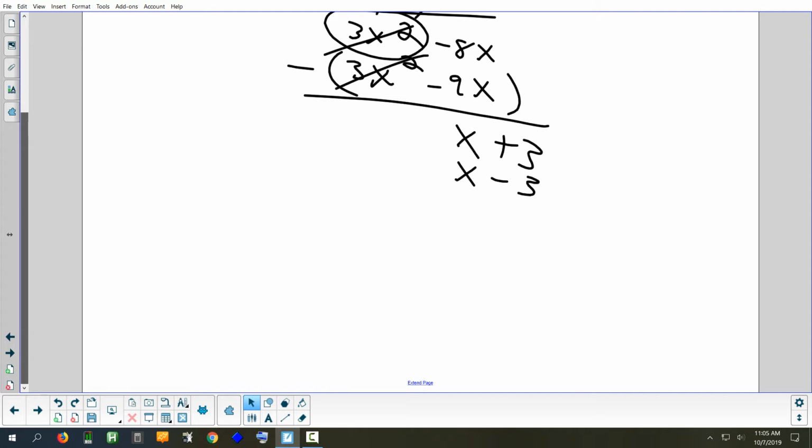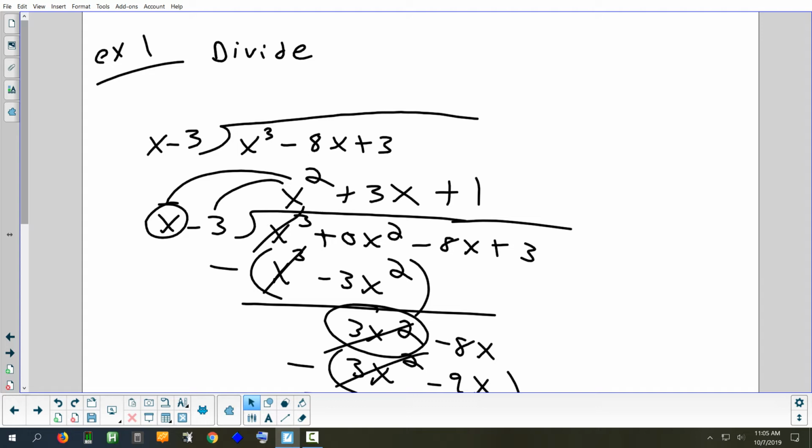And some people look at that quickly and they're like, oh, it cancels. Plus 3 minus 3. Remember, you're subtracting. So you really get a remainder of 6. And now you know you're done because the degree on that's a constant. The degree of a constant is 0. And that is less than the degree of what was on the outside.